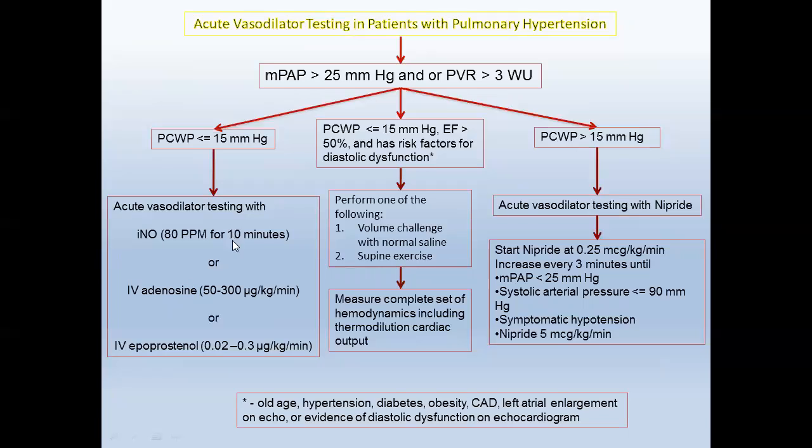We give nitric oxide, with different protocols in different places. Our protocol is 40 parts per million for 3 minutes, and then we go to 80 for 5 minutes, and then see the response. Other drugs we can use are IV adenosine and IV epoprostenol. In our lab, we don't use them, so don't get confused. We go with nitric oxide.